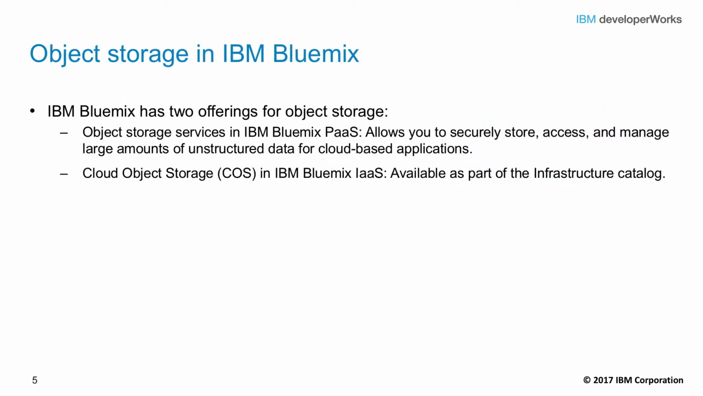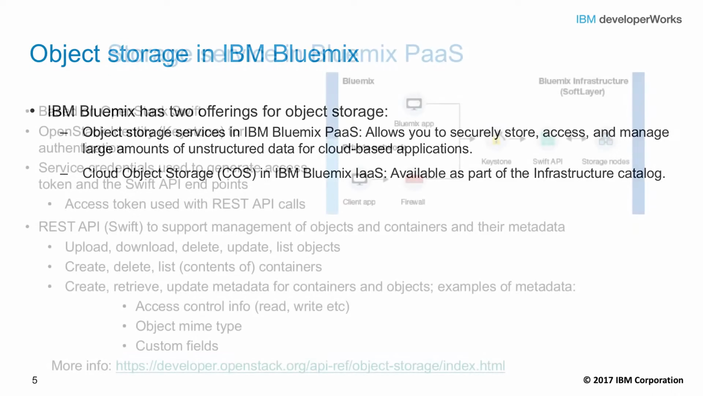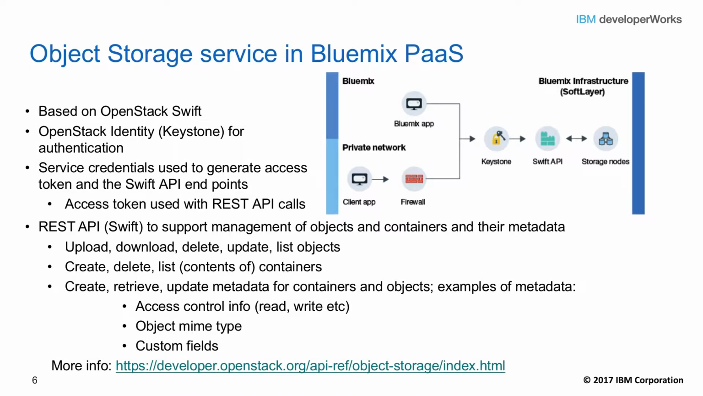IBM Bluemix provides different offerings for object storage for different needs. The Bluemix Platform as a Service catalog includes object storage services that can be easily used with Cloud Foundry applications running in each Bluemix public region. The Cloud Object Storage offering from Bluemix Infrastructure provides more flexibility in deployment model and options for geographic control of data location. The object storage service in IBM Bluemix Platform as a Service catalog is based on OpenStack Swift.